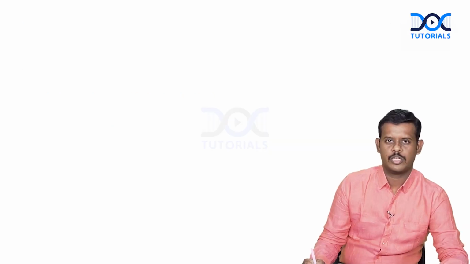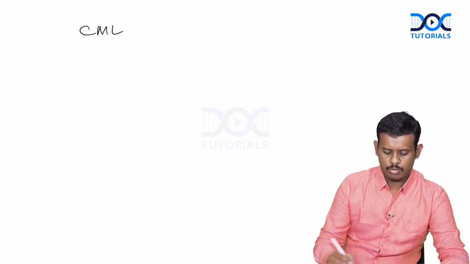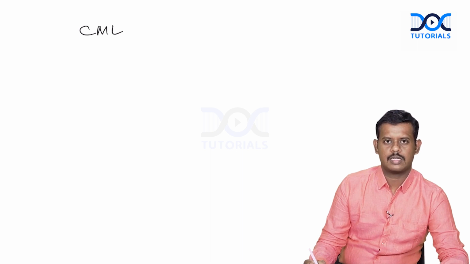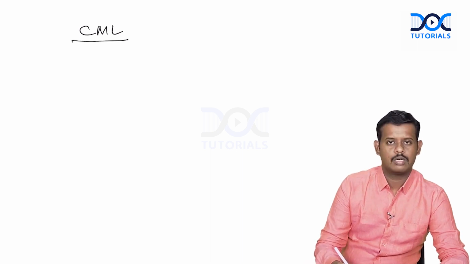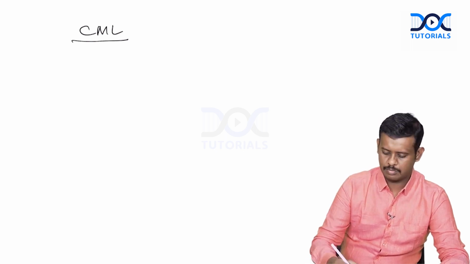Welcome friends. Today we will be seeing the topic CML, that is chronic myeloid leukemia. Before going into the topic per se, let's discuss a few basics about normal cell development. The hematological series of cells develops from the common stem cell.